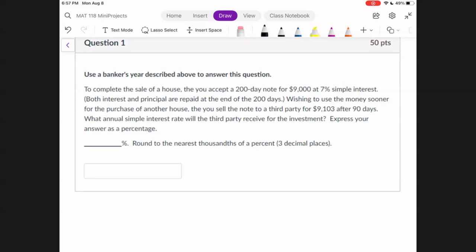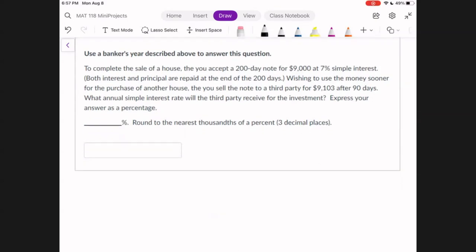Okay. So first, what you need to do is compute: if you borrow $9,000, after the 200 days, what is that $9,000 going to turn into? So essentially, the first part is we need to find what our A is. We're going to use the simple interest formula A equals P(1 + rt). So what is the information that we have?